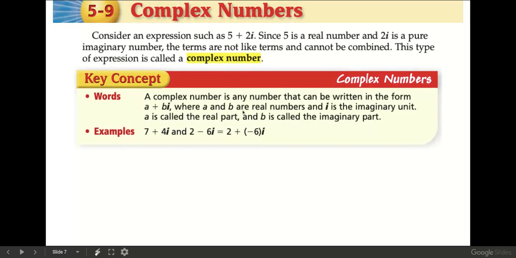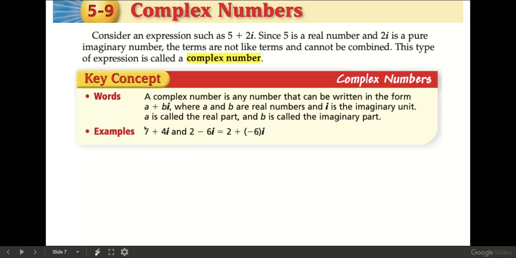A complex number is any number that can be written in the form a plus bi, where a and b are real numbers and i is the imaginary unit. a is called the real part because it's just a real number, so it's got no imaginary part attached to it. And b is called the imaginary part because it has an i attached to it, right? An example of a complex number would be 7 plus 4i, and 2 minus 6i would also be a complex number. That's the real part and that's the imaginary part.